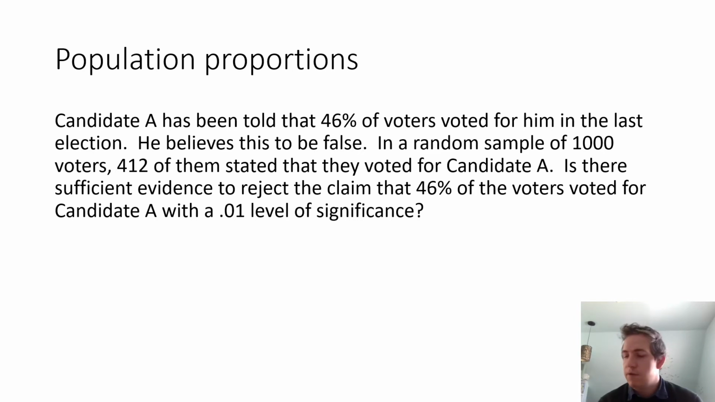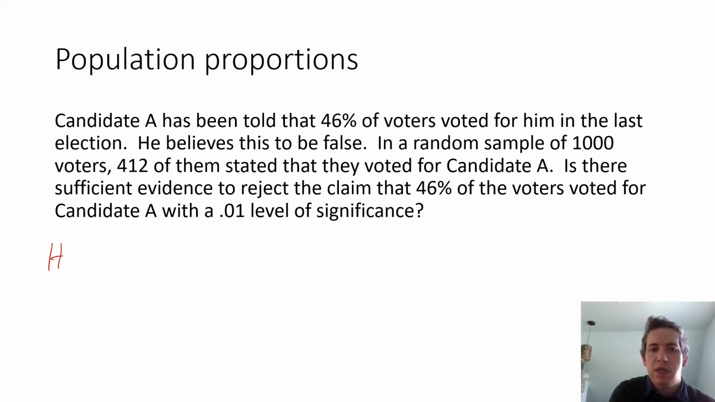So if it's stated that 46% of voters voted for a particular candidate, and then you do a random sample of 1,000 voters, and 412 of them state that they voted for that candidate, you could check to see whether or not the claim that 46% of the voters is actually true. Now, in this particular example, it is not indicated whether or not we think it's greater than or smaller than 46%. So I'm going to do what's called a two-tail test. So we just don't believe it's 46%.